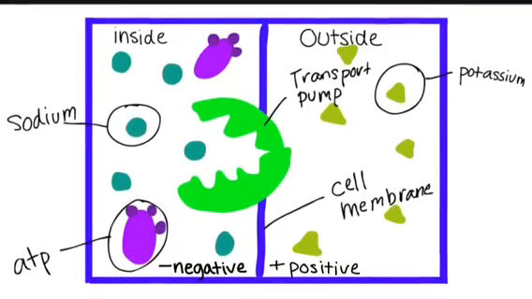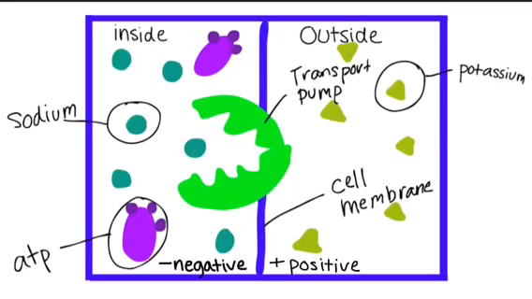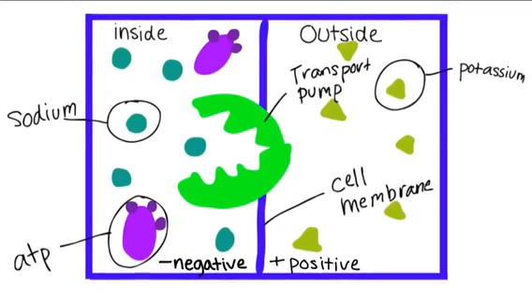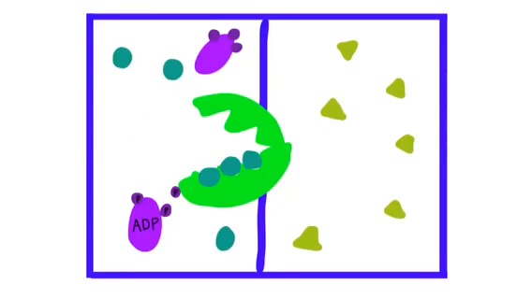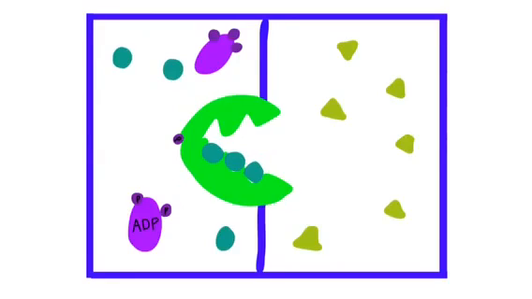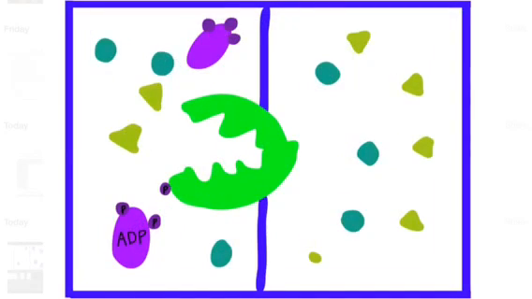The inside has the sodium and the ATP, while the outside has potassium. The sodium is going to go into the transport pump, then the ATP will release a phosphate and become ADP, then the pump will let out the sodium on the outside and the potassium will come into the inside.